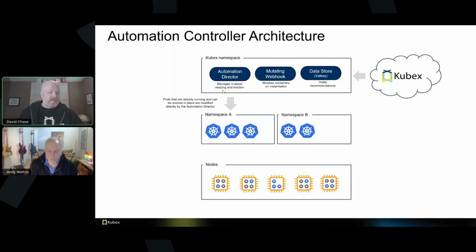Moving forward, at this point, we now have the automation director that is used to right-size containers that are already running. So for containers that are already running and that can be modified or resized in place, we start by resizing all of those. We'll just illustrate that with a quick little animation here that shows those workloads shrinking, becoming more efficient through in-place resizing.